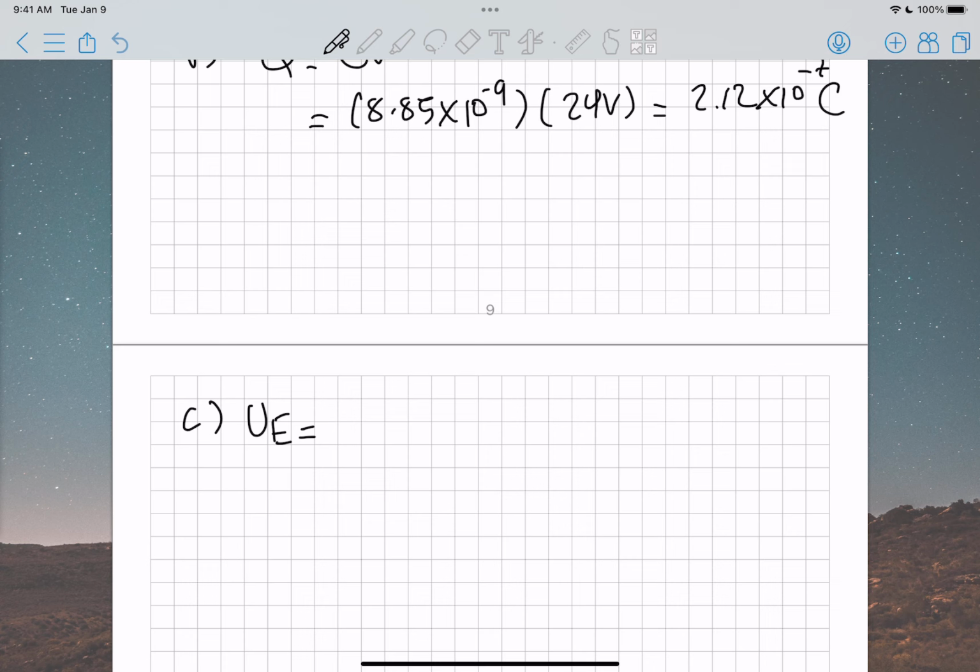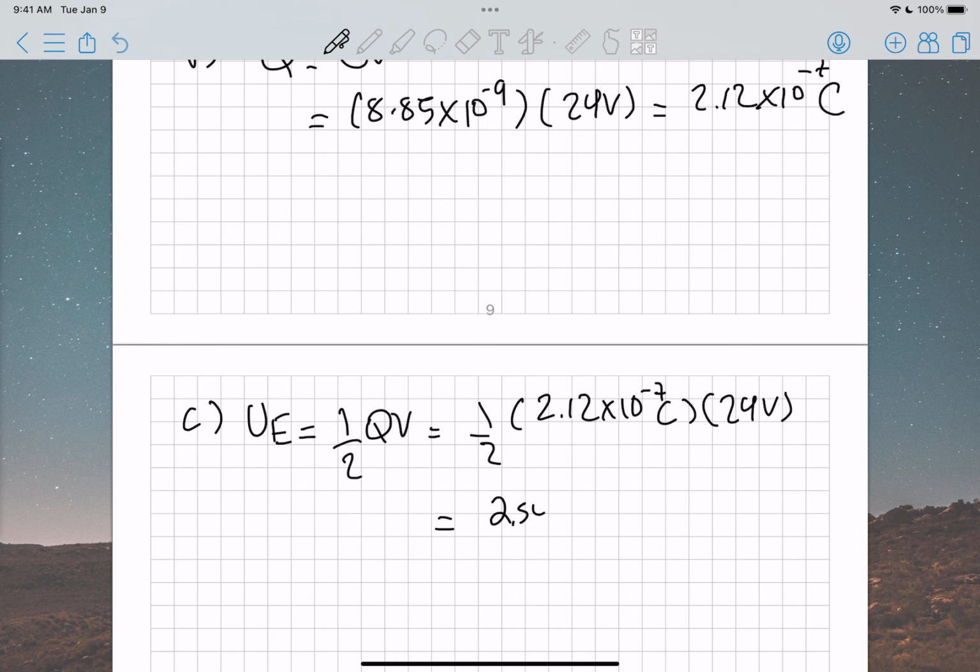Then you'd be done, right? So we do 1/2 times QV, 1/2 times that charge, and then multiply by the 24 volts. That should give you your electrical potential energy. 2.54 times 10 to the negative 6 joules is what they had. Once again, I'm just going by the answer key. That's what it was.